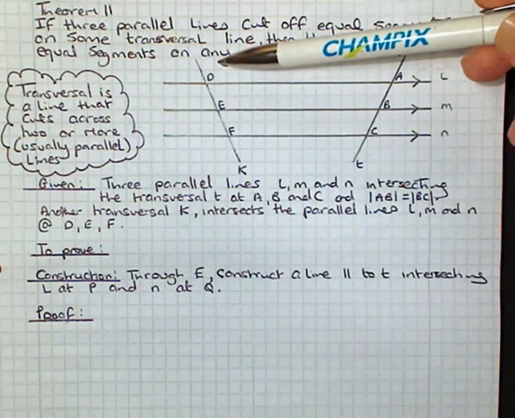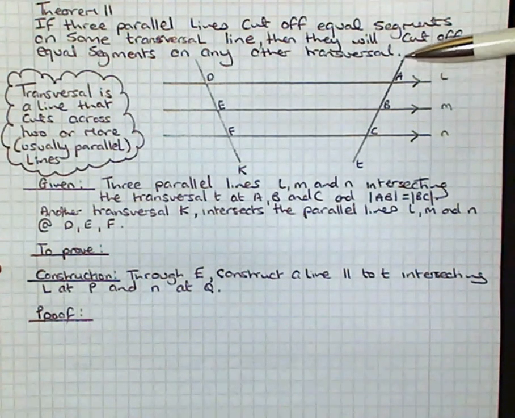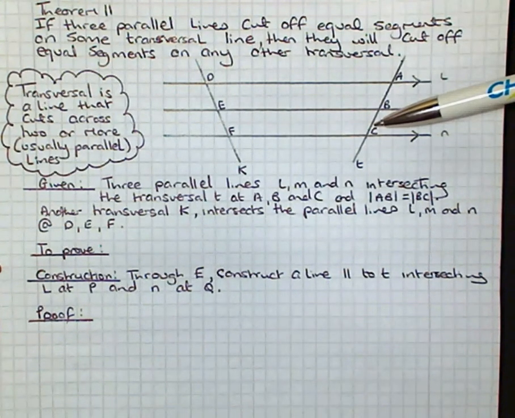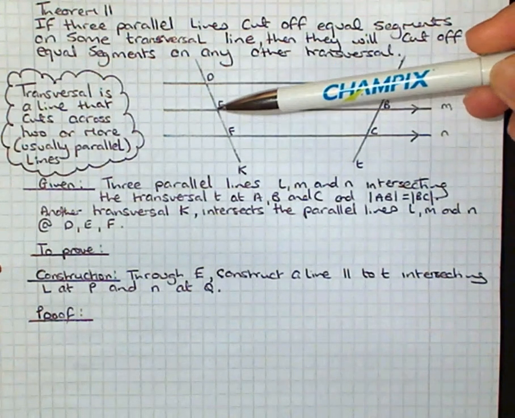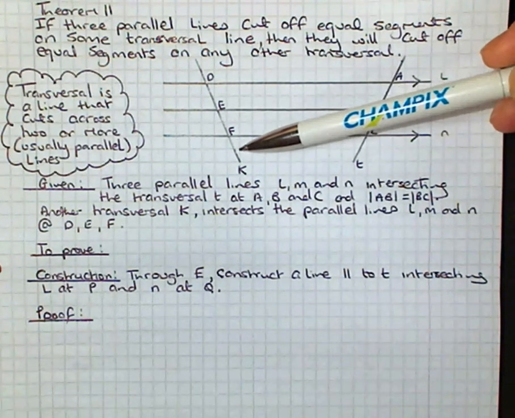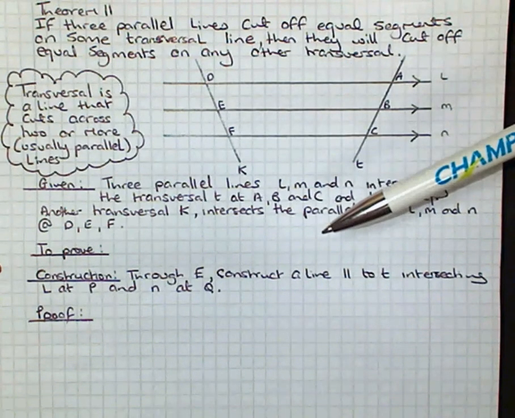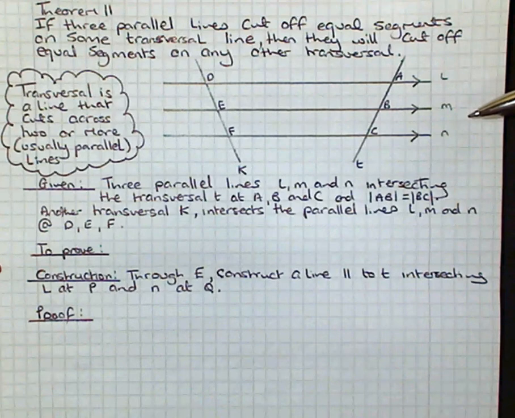Now if our theorem is true, that our parallel lines cut off equal segments of our transversal and AB is equal to BC, what I want to prove is that DE is equal to EF, that they cut off equal segments of some other transversal. So with a theorem, the most important thing to proving a theorem is the diagram. If you can understand and draw the diagram, you can prove the theorem.